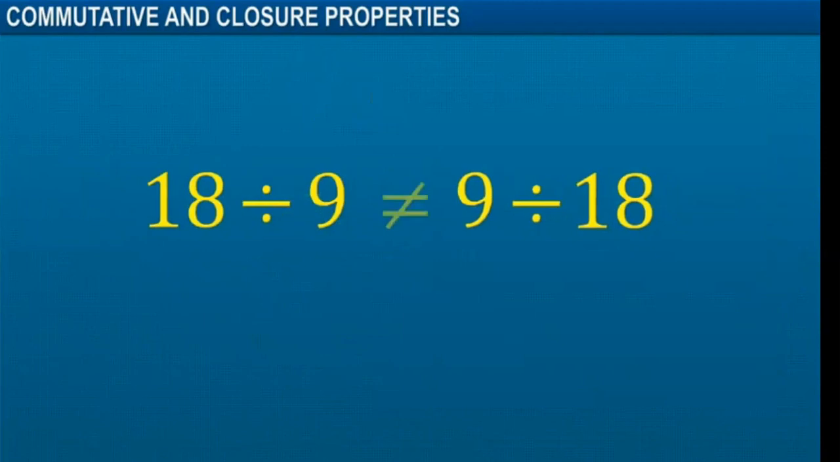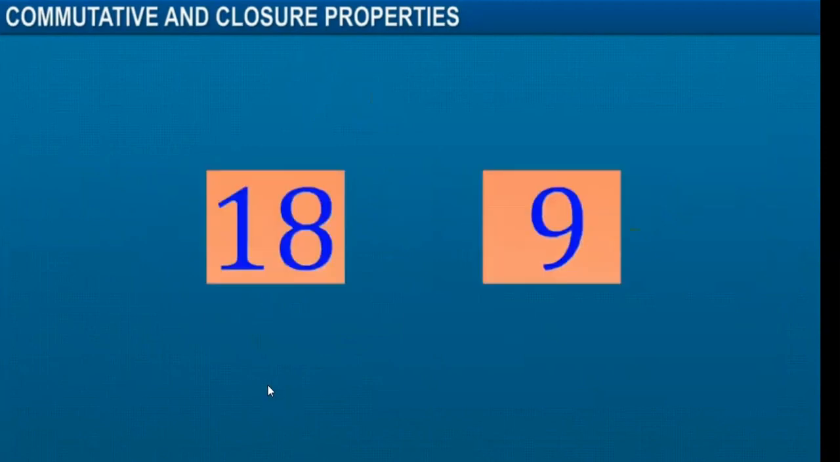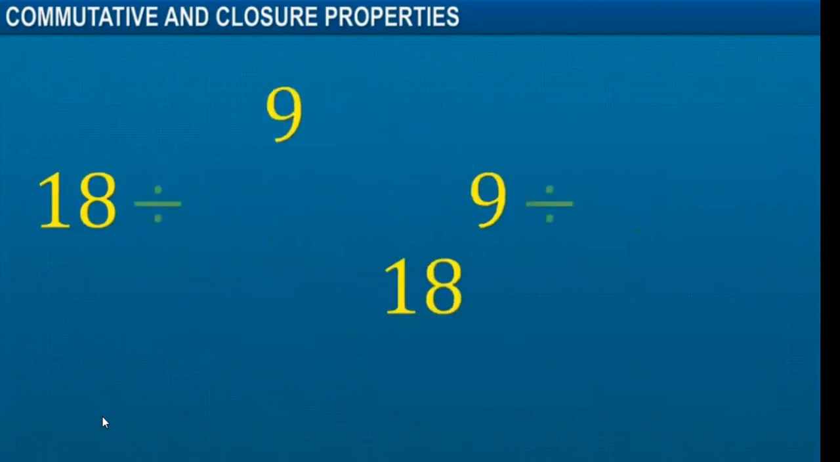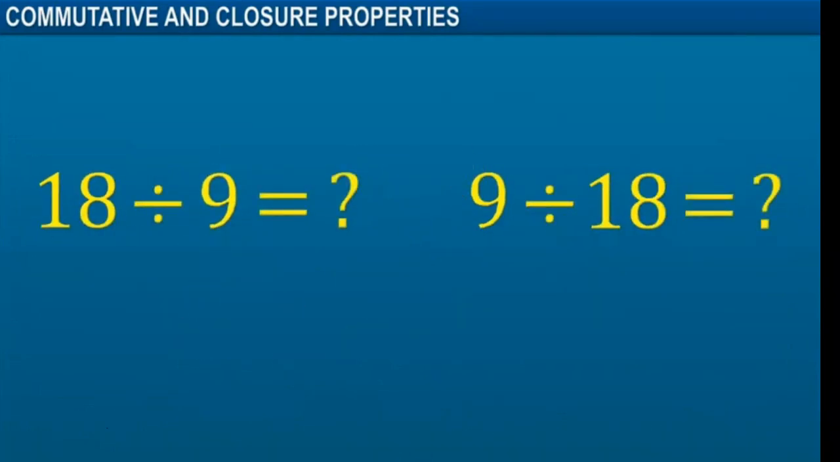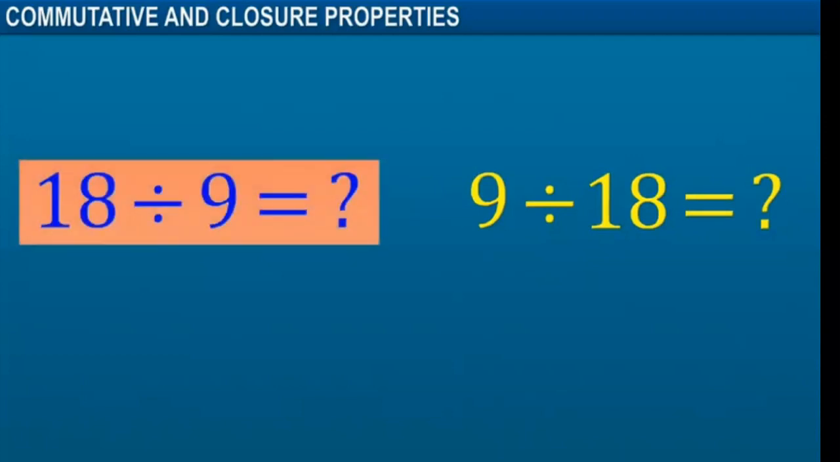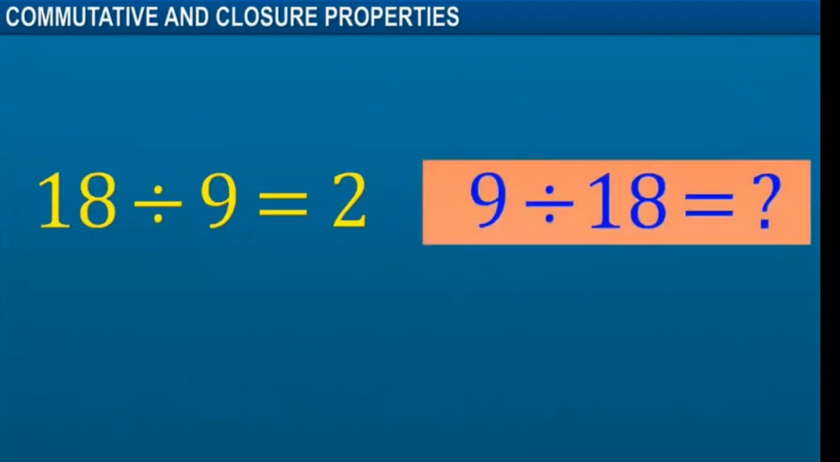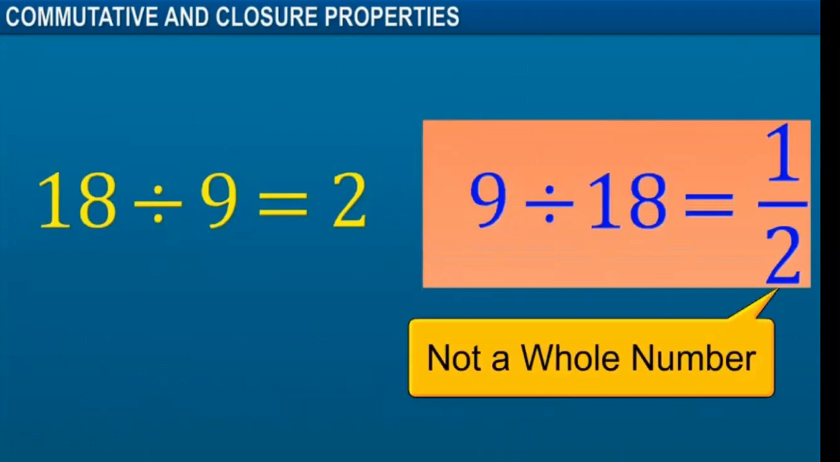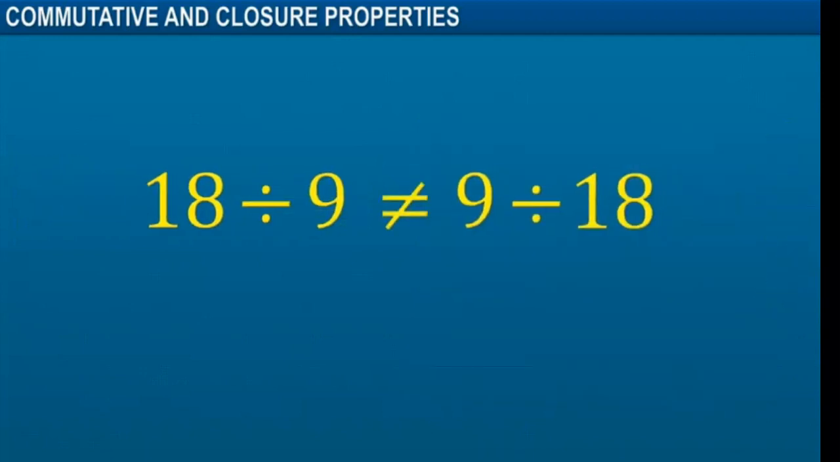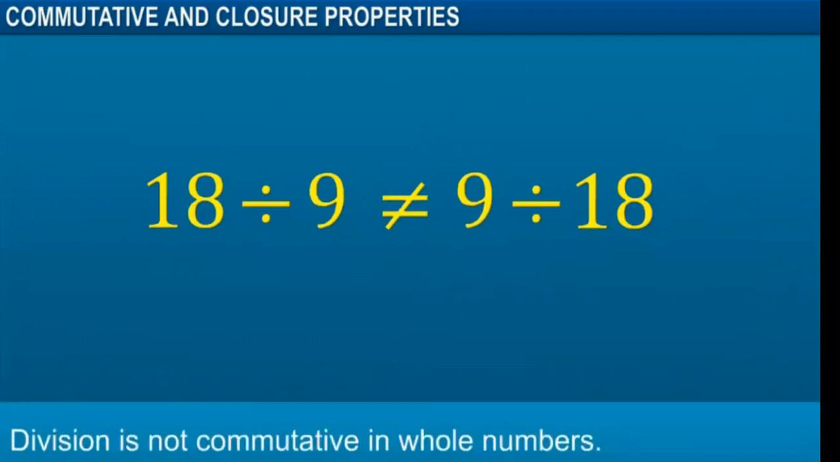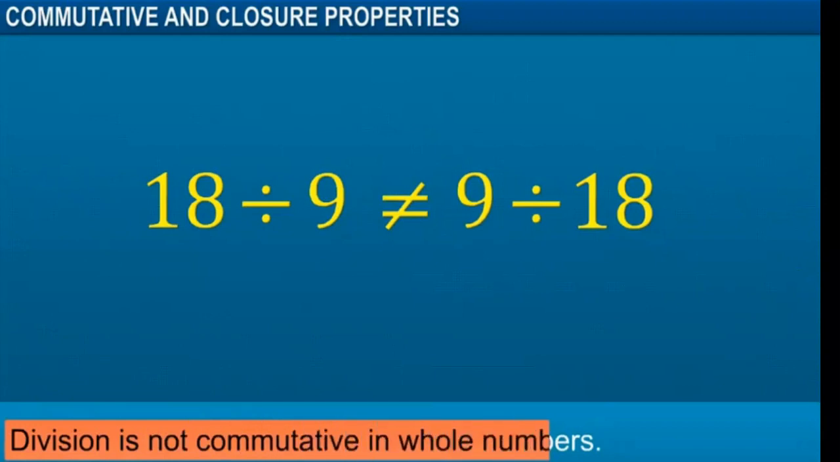Say 18 and 9. If division is commutative in whole numbers, then 18 upon 9 must be equal to 9 upon 18. Observe that 18 upon 9 is equal to 2. However, 9 upon 18 is not a whole number. Since 18 upon 9 is not equal to 9 upon 18, we can say that division is not commutative in whole numbers. So here we have seen about division.